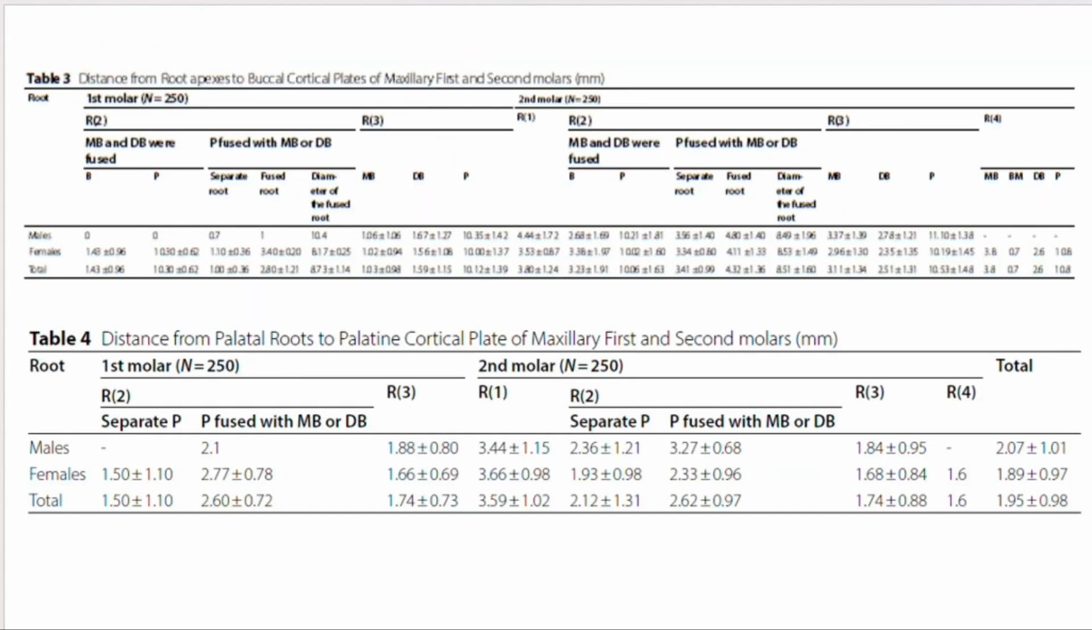The distance from the root apex to the maxillary sinus floor increased with age and was significantly longer in females than males, and the average distance between the apex of the palatal root and the buccal cortical plate was 10.12 mm for the first molars and 10.53 mm for the second molars. The average distance from the palatal root to the palatal cortical plate was 1.95 mm.